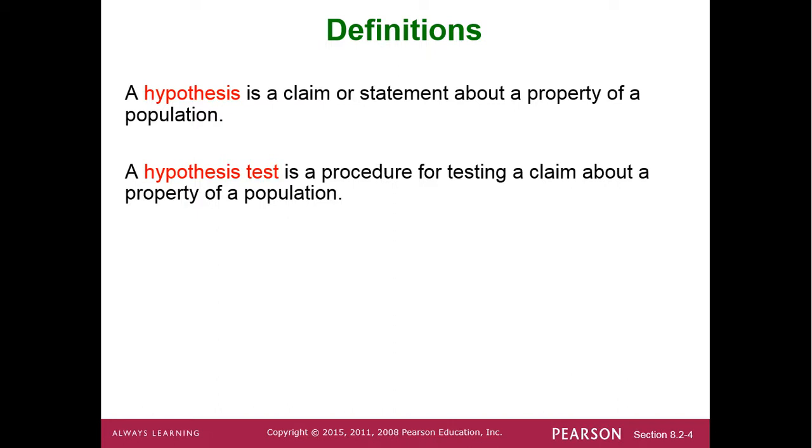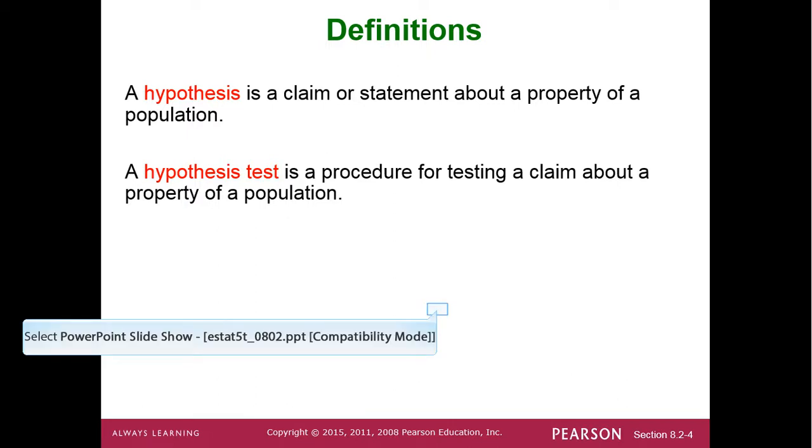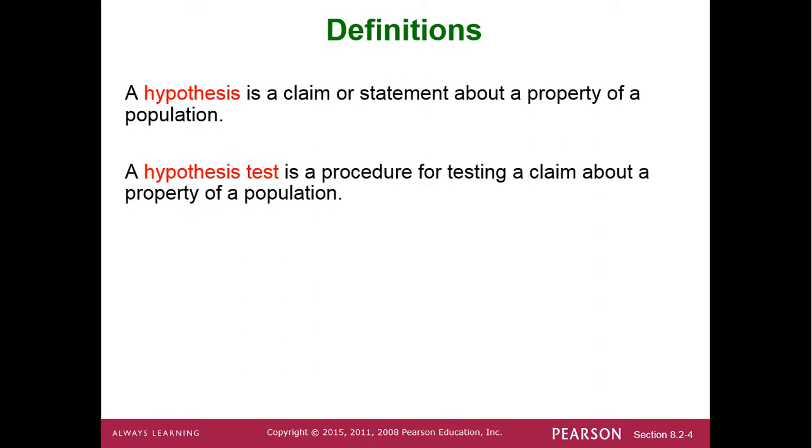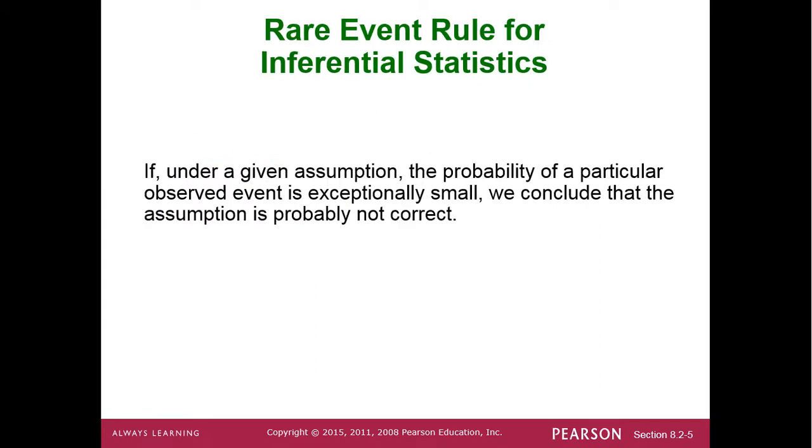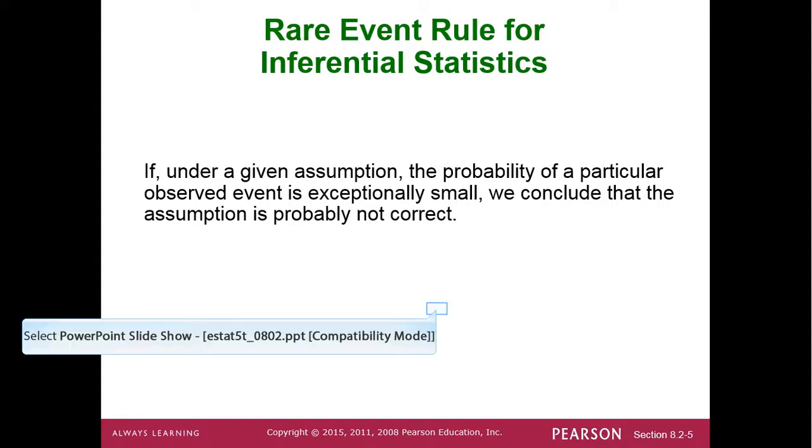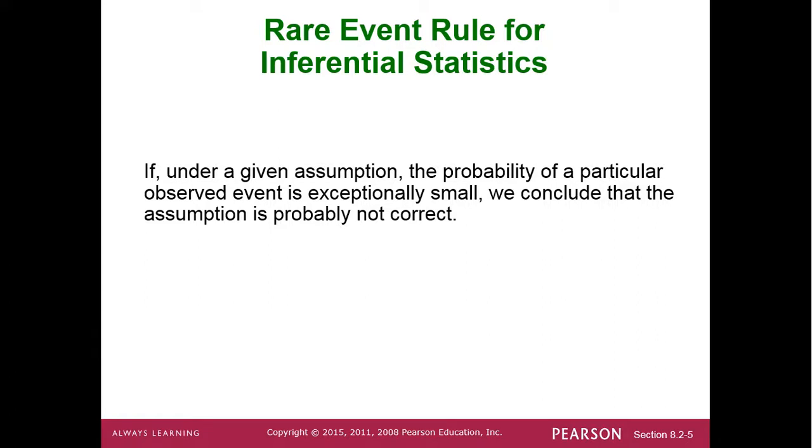Similar to doing a lab in science class, where you follow the scientific method, here we follow the procedure for the hypothesis test. If we find that the probability of a particular observed event is exceptionally small, we will conclude that the assumption is probably not correct. So if something's only happening 2% of the time or 0.5% of the time, we're going to assume that the assumption about that is not accurate.